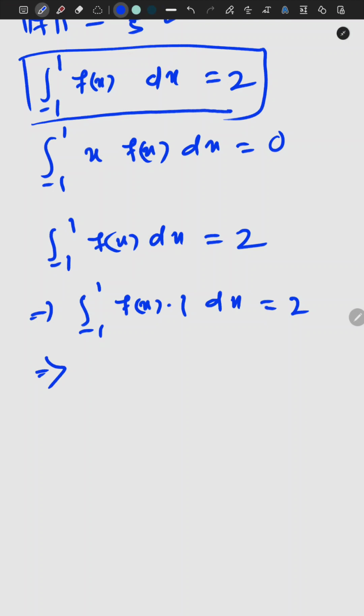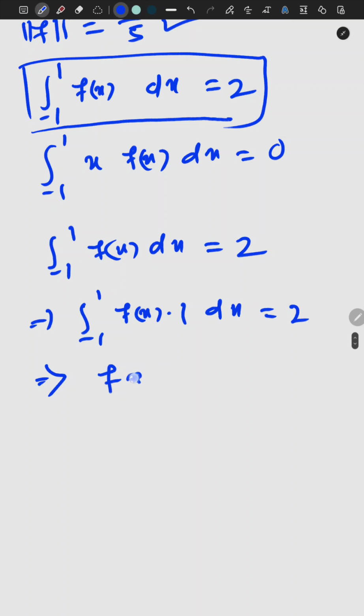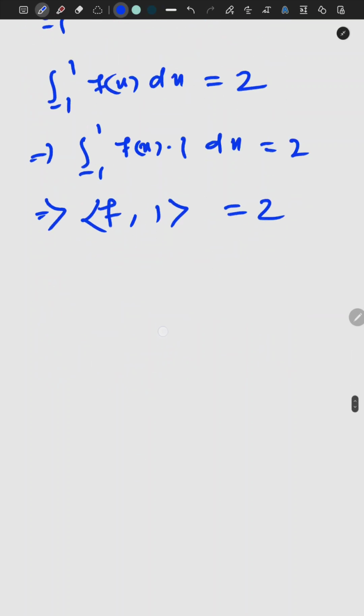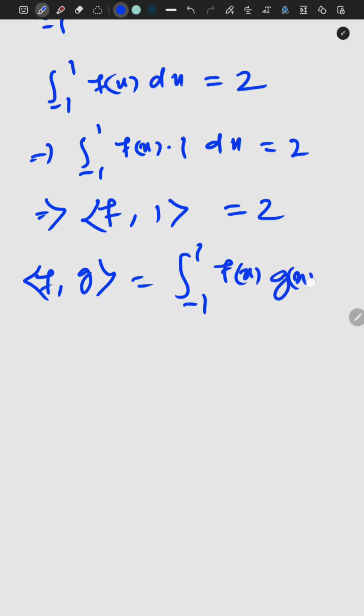Inner product is defined in the integral in this way, means this is nothing but the inner product of f comma 1 equal to 2, okay. This is because the inner product of f and g is defined in this way: integration from -1 to 1 of f(x) g(x) dx. This is the definition of the inner product. Here f is our f, and in place of g it is the polynomial 1 function, okay.